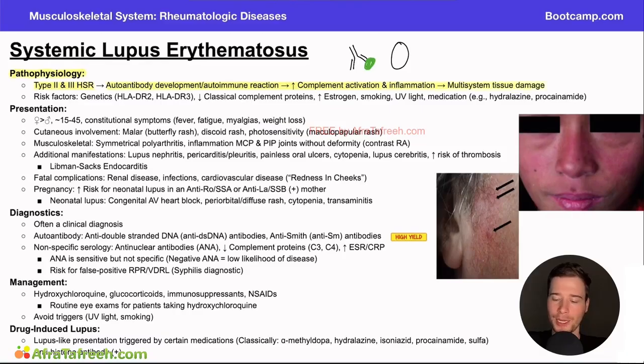This then leads to multi-system tissue damage. This is a big cascade of events that occurs for a patient. But the main thing to know is that these reactions can occur in so many different places in the body. It's not a localized reaction. Now, there are a few key risk factors for the development of SLE.